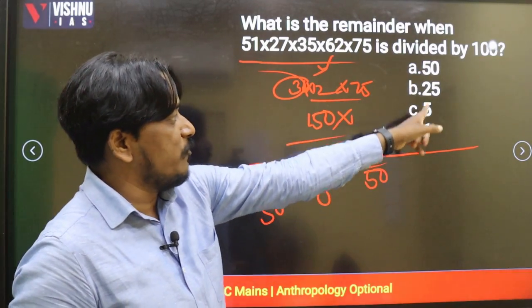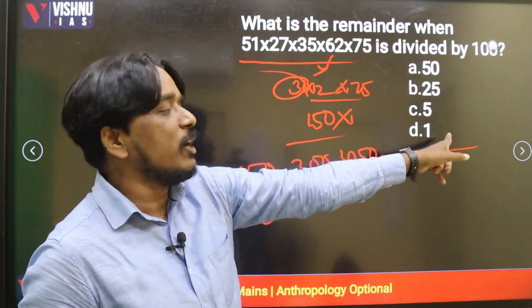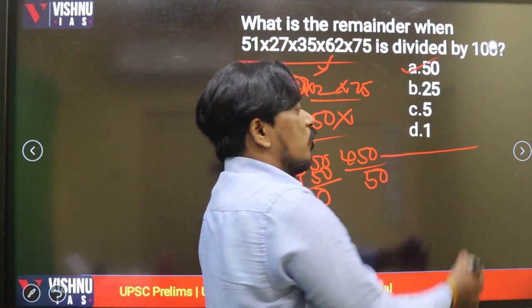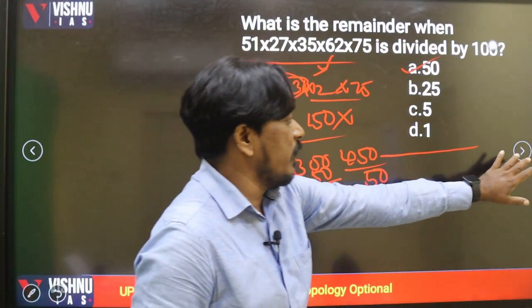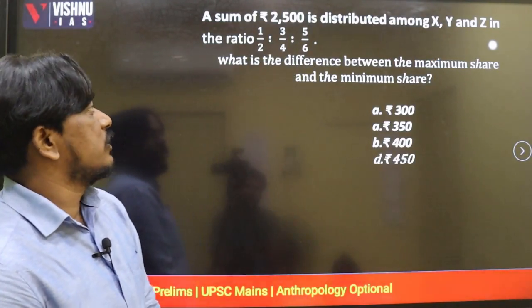So 0 or 50. If you observe, 0 is not there in the given options. What is available? Directly you can go with 50. 50 is the correct answer in this situation.